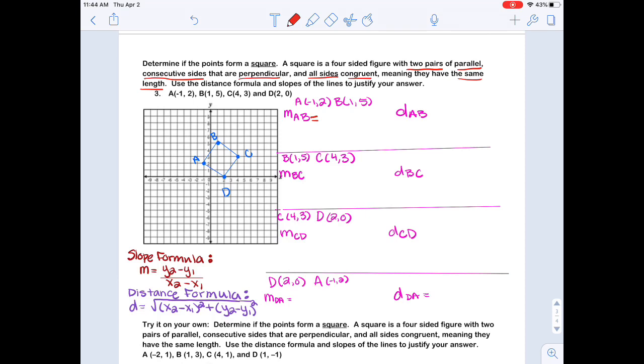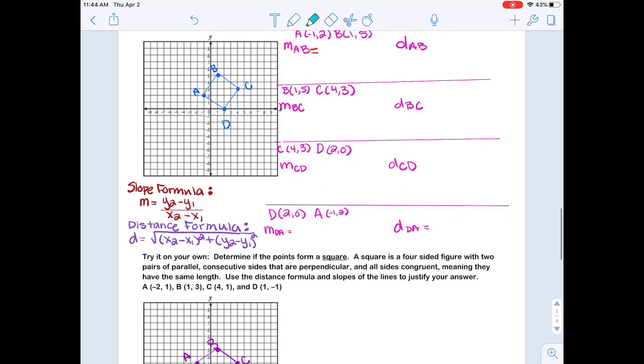All right, this last one says determine if the points form a square. A square is a four-sided figure with two pairs of parallel sides, and consecutive sides that are perpendicular, and all sides are congruent, meaning that they have the same length. So we're going to use the slope formula to determine parallel and perpendicular, and then the distance formula to determine the length, if the sides have the same length, which means that they are congruent.